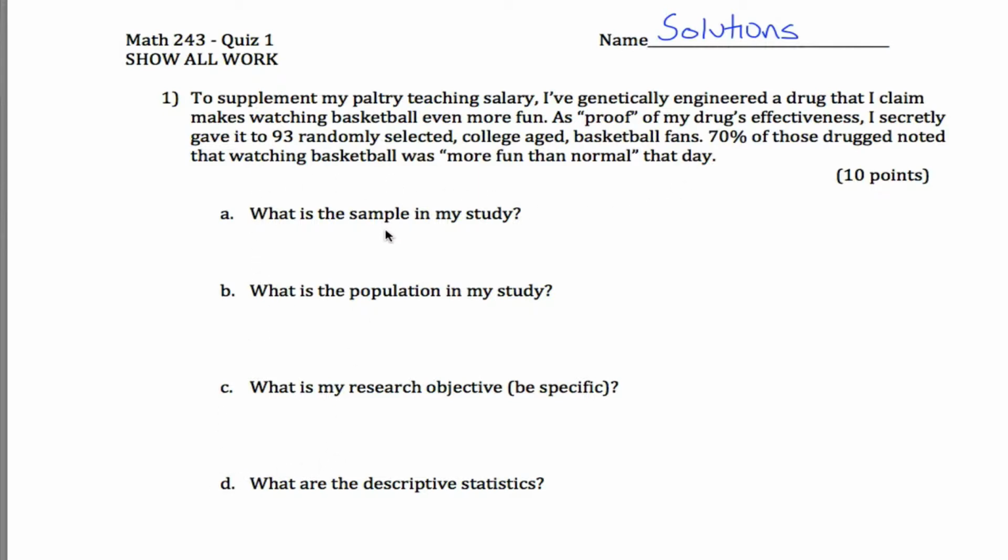The first one, what is the sample in my study? The sample is the small group that you measure directly. So it's not the group that you want to draw a conclusion about, but it's the group of people that you actually look at. In this case, I actually collected data from 93 people. So what is the sample in my study? It's the 93 randomly selected college-aged basketball fans.